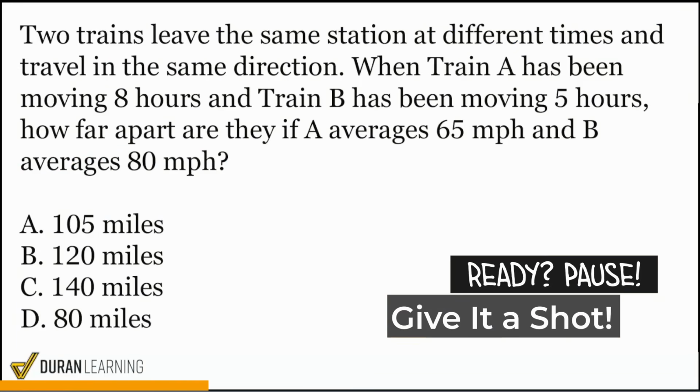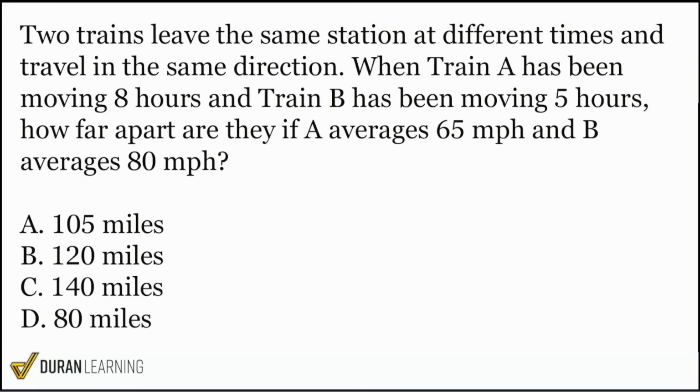All right, so next question, we're going to begin by reading that question. Always, always, always. So it's a long question here. It spans 1, 2, 3, 4 lines. So we're really going to have to pick this apart. Let's do it carefully. So when train A has been moving 8 hours and train B has been moving 5 hours, how far apart are they if A averages 65 miles per hour and B averages 80 miles per hour?